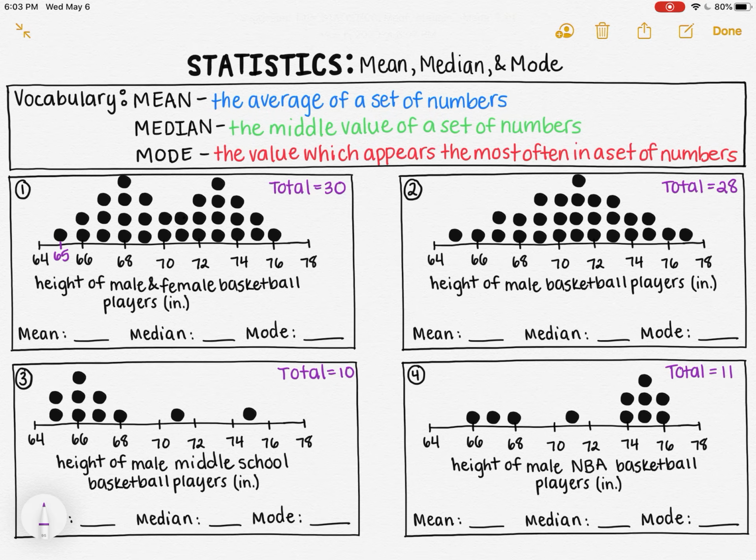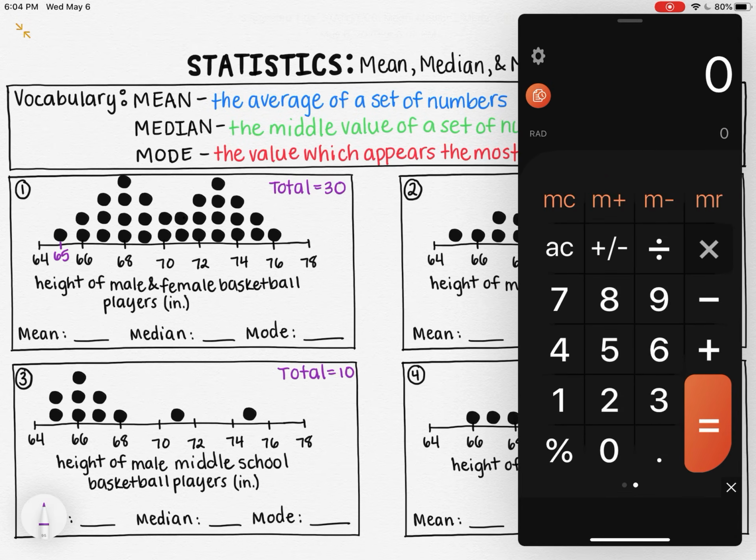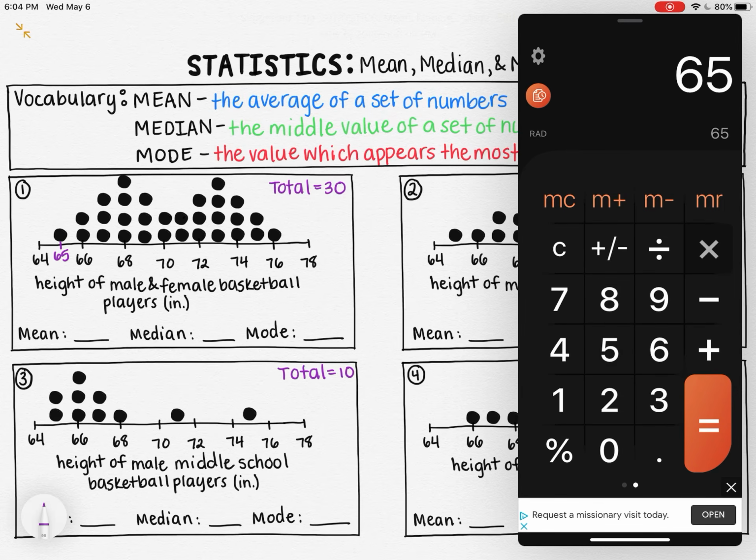Let's start with the first dot plot. To calculate the mean, we need to find the average of all of the numbers. So we need to add up the height of every single dot, add them all together, and then to find the average, we need to divide that total by the number of dots, which is 30. So I'm going to have to go through and add every single height of every dot. So I'm just going to do that in my calculator.